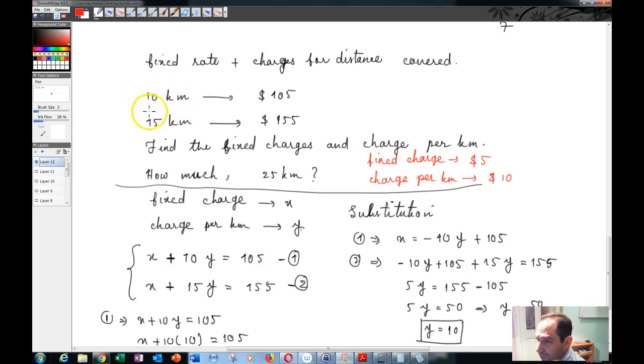Okay, so let's see if that actually works for this problem. If you go for 10 kilometers, you have the fixed charge of $5 plus 10 times 10, which is $100, which is equal to 105, which is what you have here. And now you want to know how much you would have to pay for a journey of 25 kilometers. X is equal to 5 and Y is equal to 10, of course. So the cost would be 5 plus 25 times 10, which is 5 plus 250, which is equal to $255.